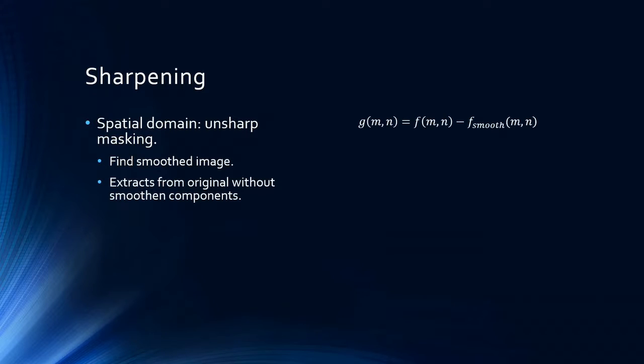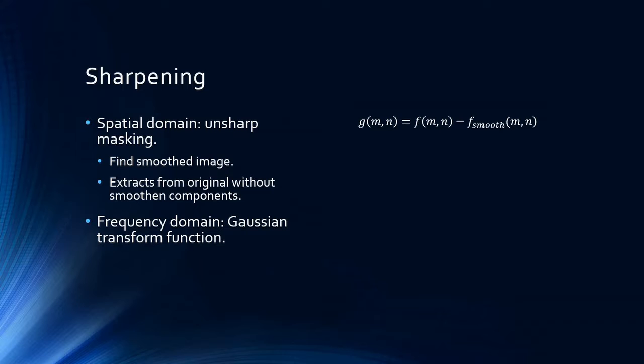Sharpening is the opposite of smoothing. Sharpening could be understood as a high-pass filter that only allows the pixels whose intensity is larger than the threshold. In the spatial domain, I use unsharp masking for the sharpening filter. The whole idea of this filter is to extract the output without the smoothing components.